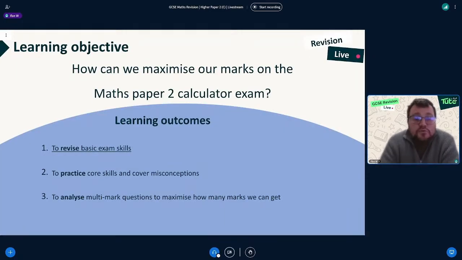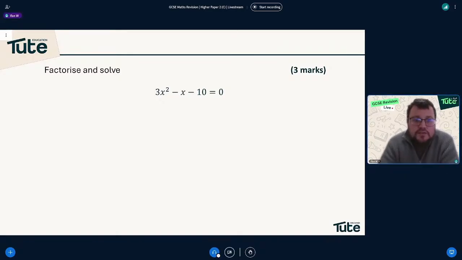Right then, so those are our basic exam skills, to practice core skills and cover misconceptions. Right then, first thing, algebra. I'm hypothesizing, hypothesis, that there will be a lot of algebraic manipulation in your exam tomorrow. So a lot of it will go to that, okay, making sure that you understand the algebraic manipulation.